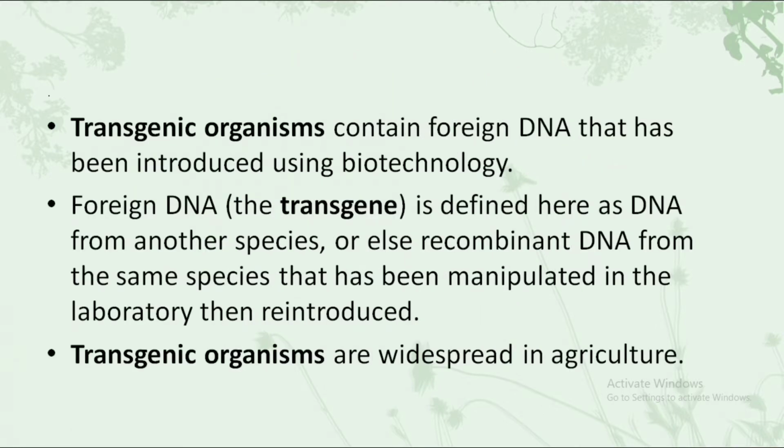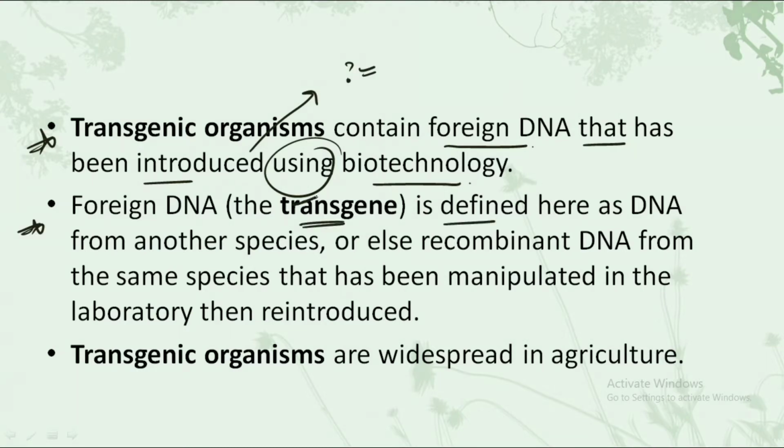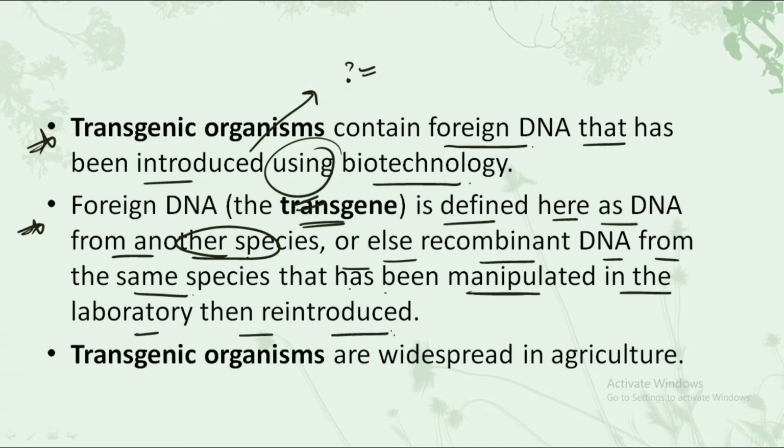So let's understand a bit more. Transgenic organisms contain foreign DNA that has been introduced using biotechnology. The way in which these foreign DNAs are introduced, we'll be discussing in detail in the subsequent slides. The foreign DNA, that is the transgene, is defined here as DNA from another species or else recombinant DNA from the same species that has been manipulated in the laboratory and then reintroduced. Transgenic organisms are widespread in agriculture. We'll be discussing the various organisms that have been genetically modified, with their examples.